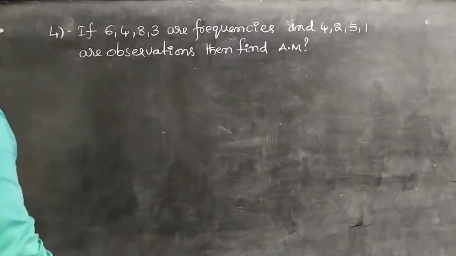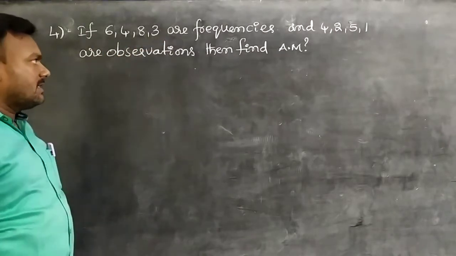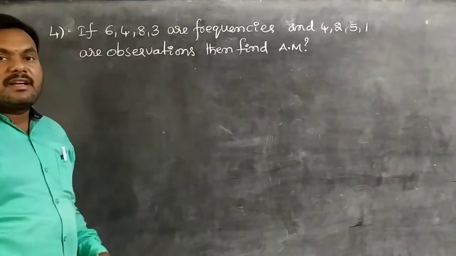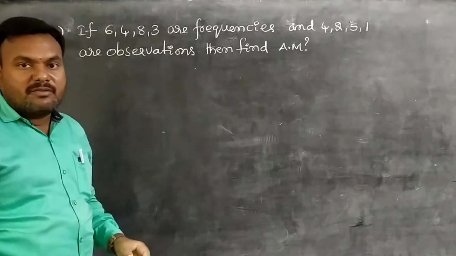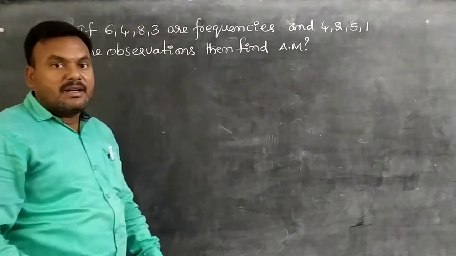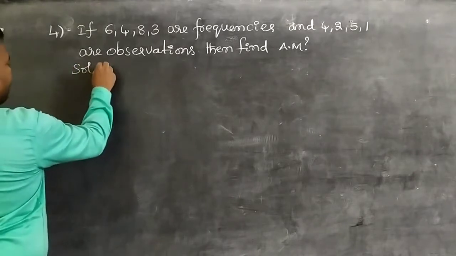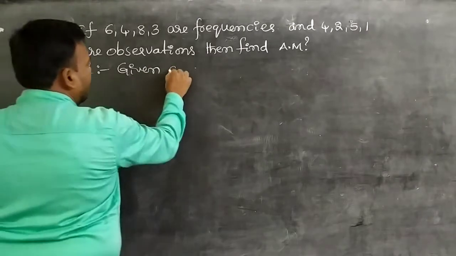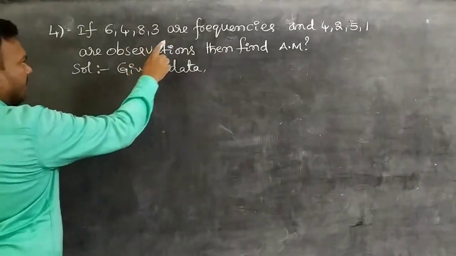Observe the fourth one, students. If 6, 4, 8, 3 are frequencies and 4, 2, 5, 1 are observations, then find the arithmetic mean. Here observations along with frequencies are both given, students. Then apply the formula carefully. Observe here. Solution, data given.